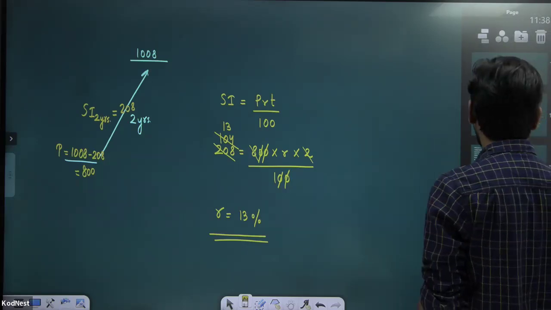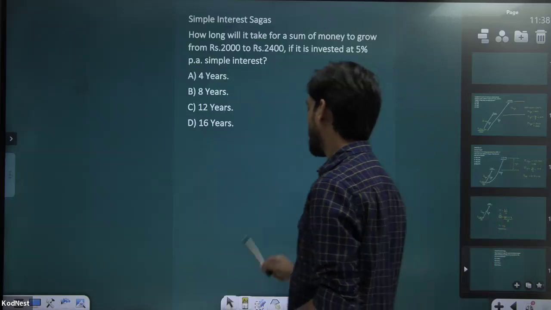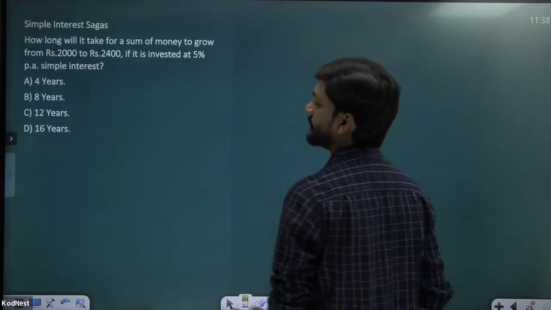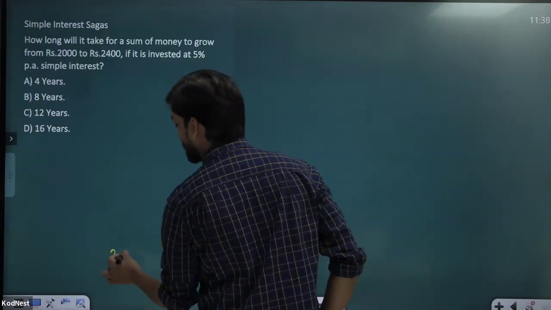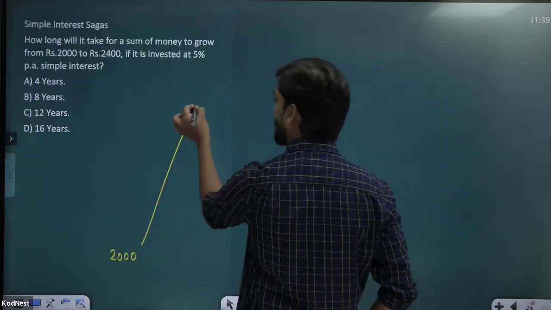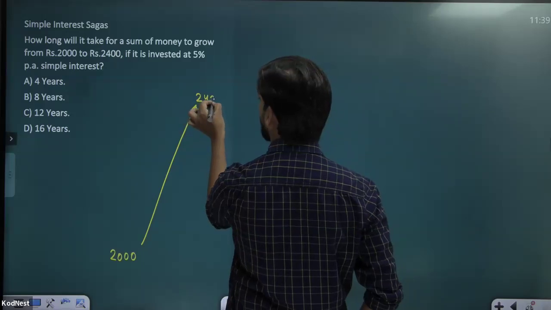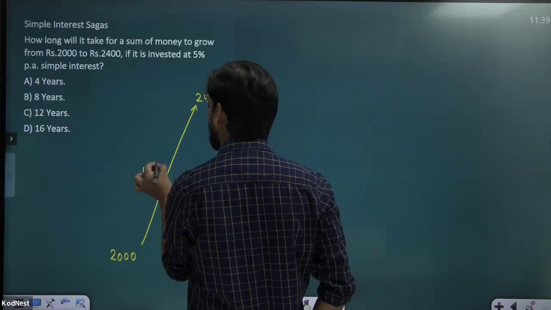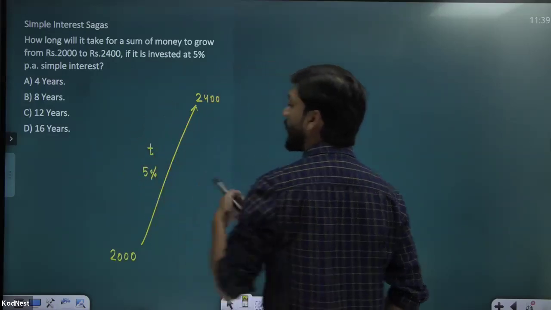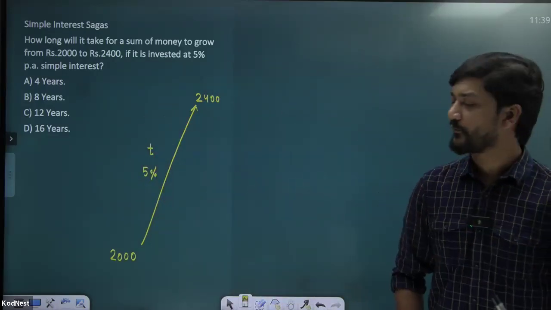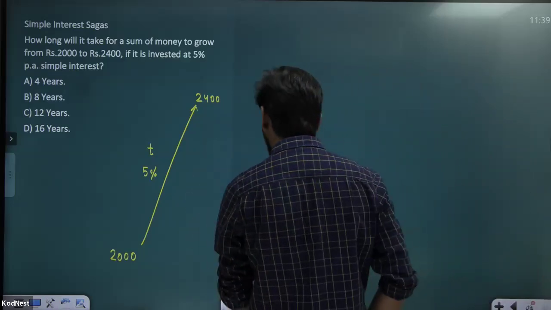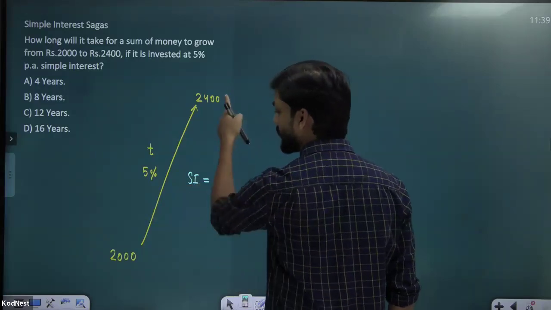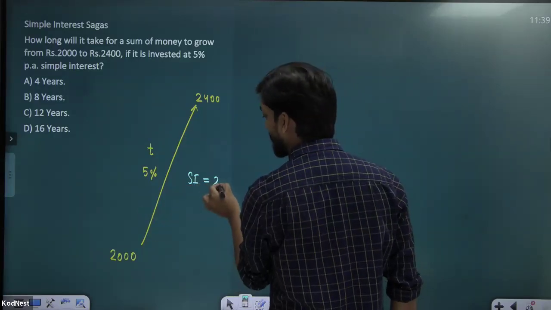Okay, now next question. Extremely simple case. 2000 will become 2400 rupees, if the rate of interest is 5%. So they are asking what is the time? How long? Now, any one of you can do it with the formula. They can calculate simple interest will be equal to the difference of the two values.